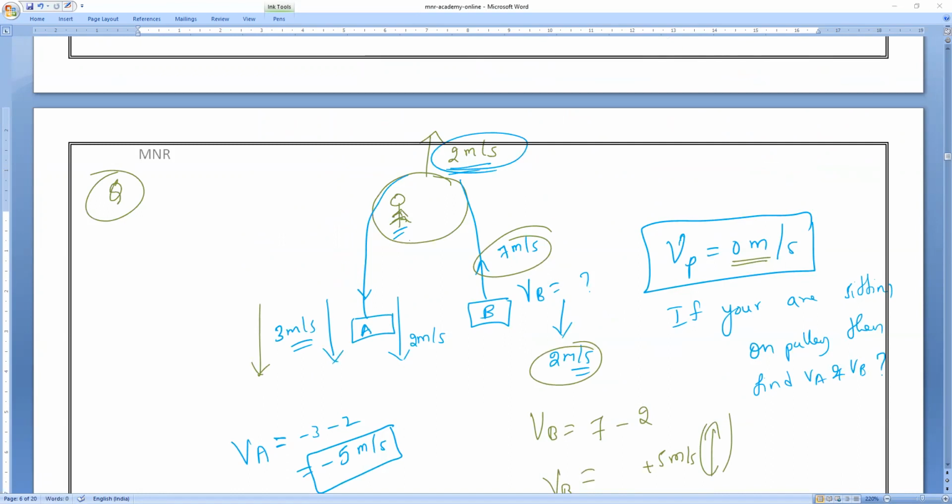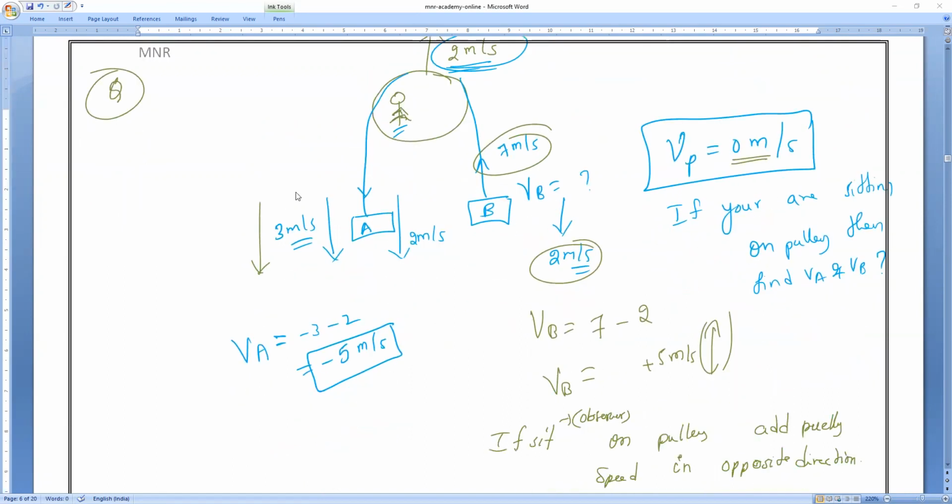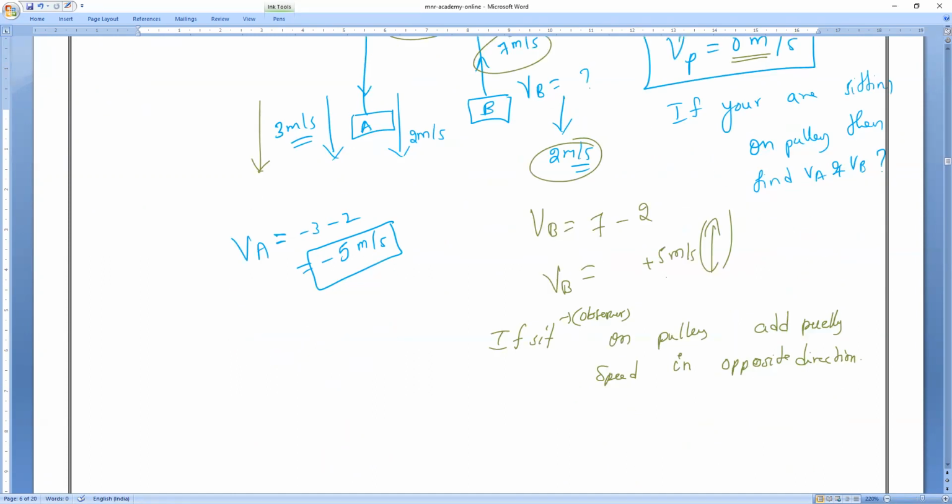As the pulley is moving upward with 2 meters per second, for both the bodies I'm adding 2 meters per second downward. Downward means both are negative. So minus 3 minus 2 is minus 5 meters per second. And here one is downward, one is upward: upward 7 and downward 2. So 7 minus 2 is equal to plus 5. It indicates that the body is moving in the upward direction. Is it okay, guys? All of you clear?